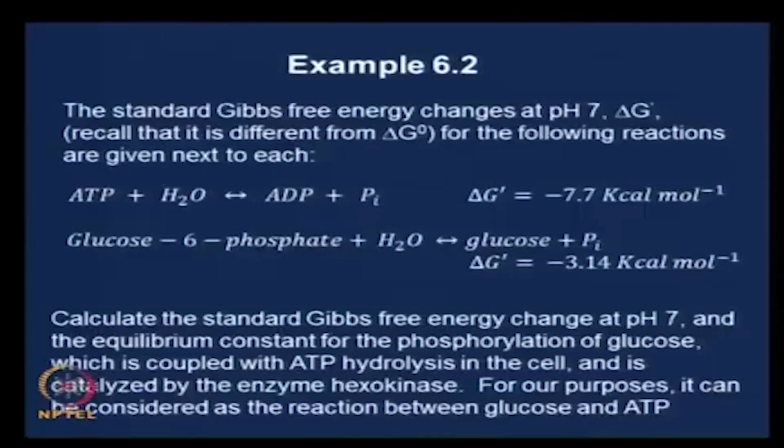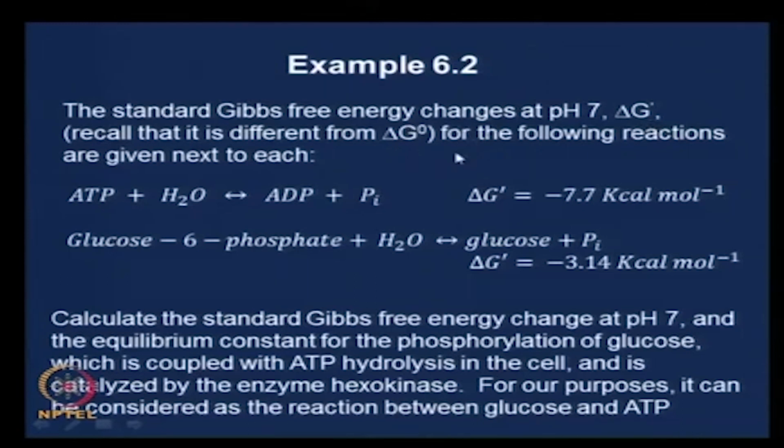I am going to give you enough time to work it out in this class, and so in this class we will just look at these 2 examples. Example 6.2 reads as: the standard Gibbs free energy changes at pH 7, delta G dash. Recall that it is different from delta G naught because the physiological pH is pH 7 and delta G naught is defined under conditions of pH 0, which is irrelevant. So we use delta G dash. This is what we again recalled in the previous solution.